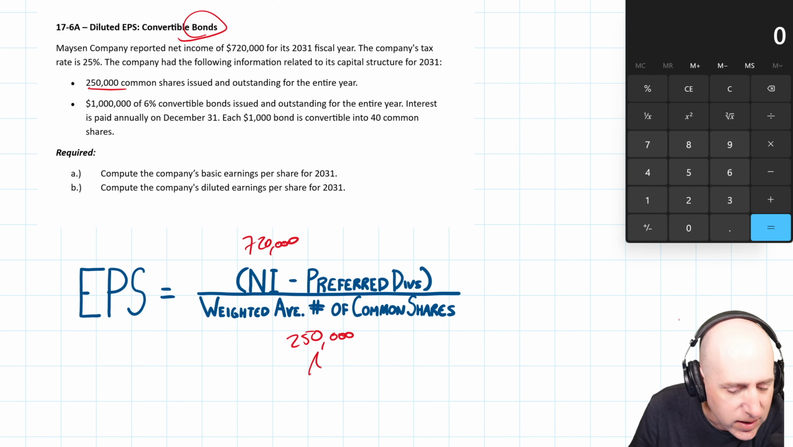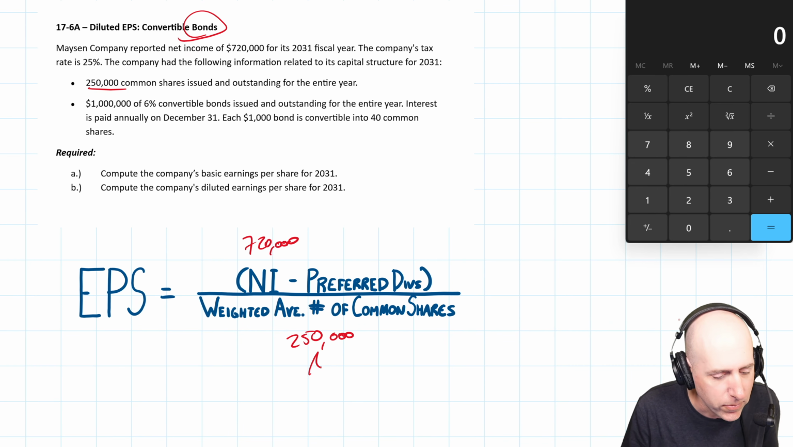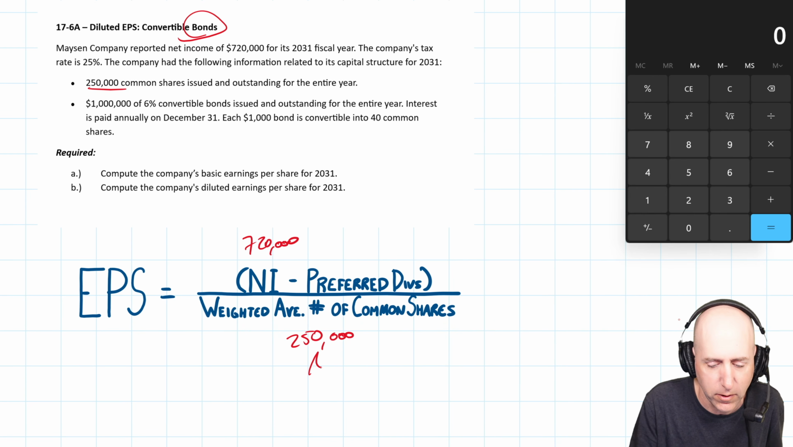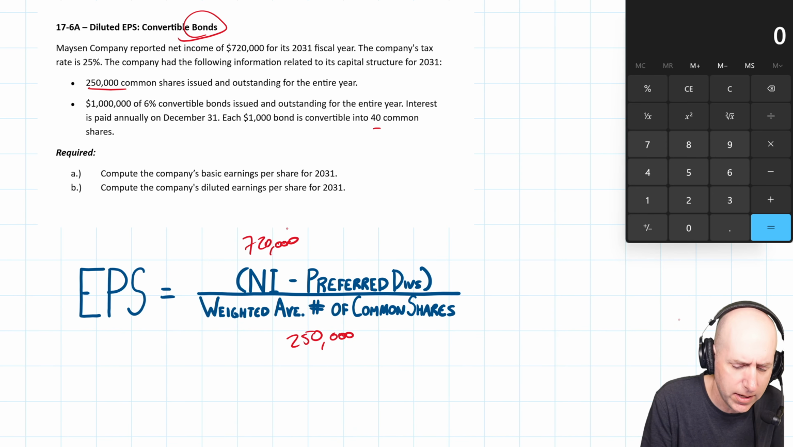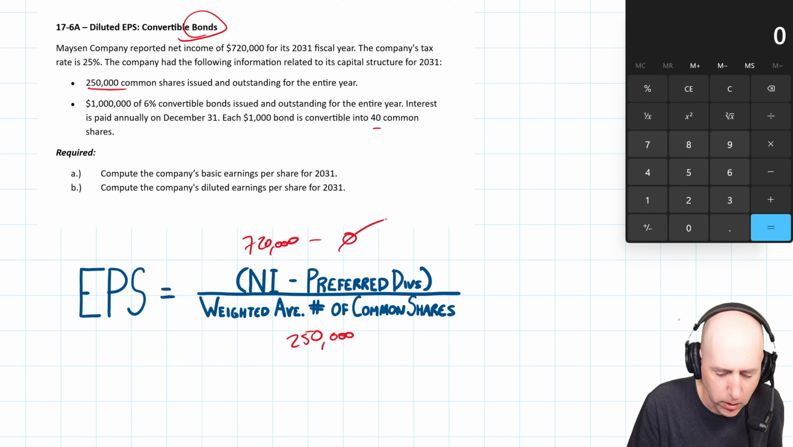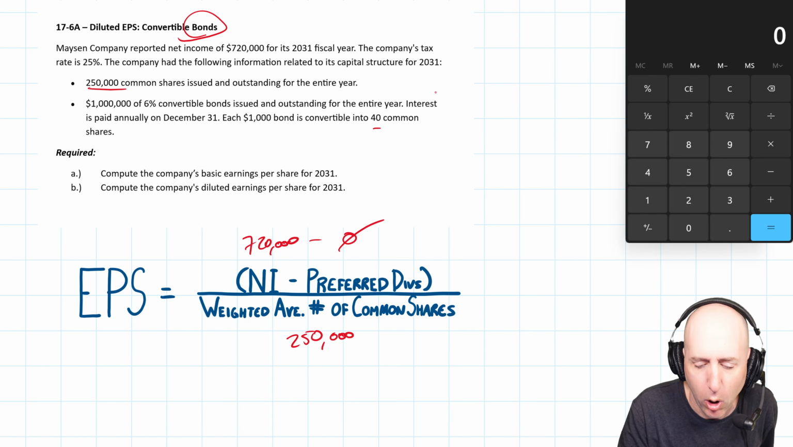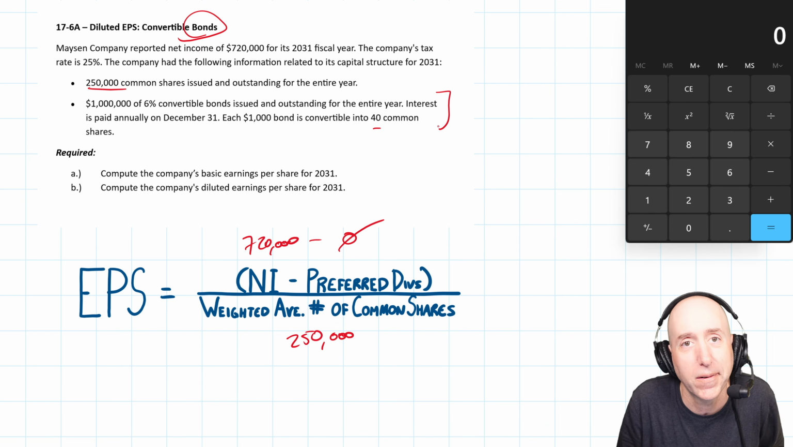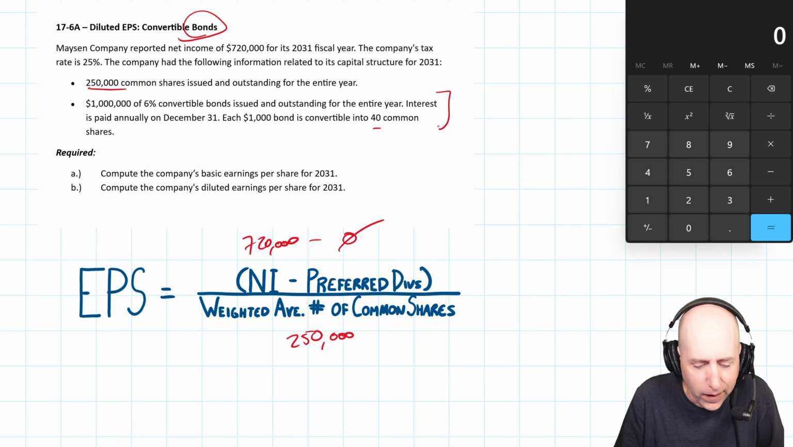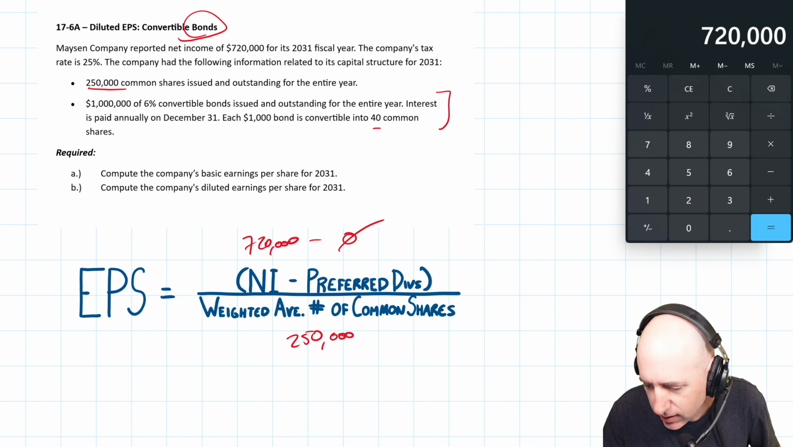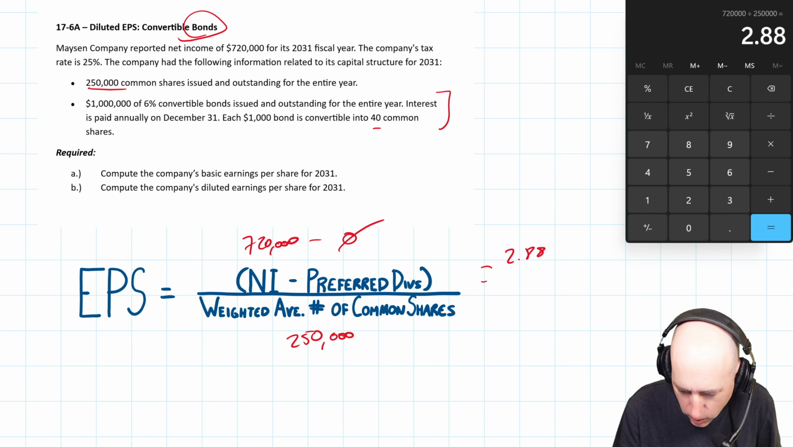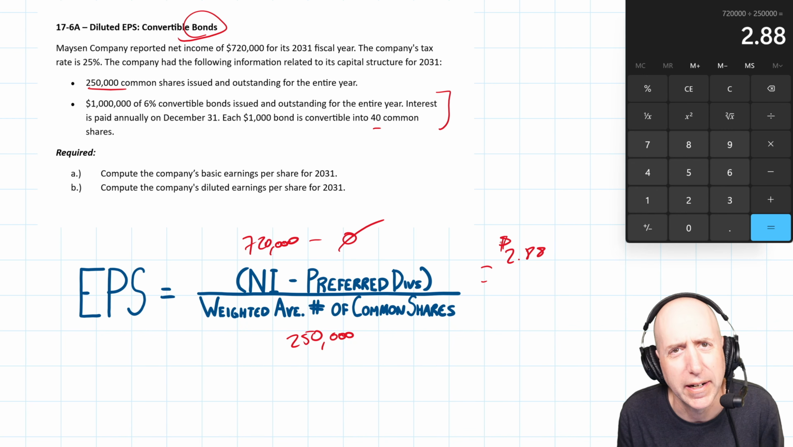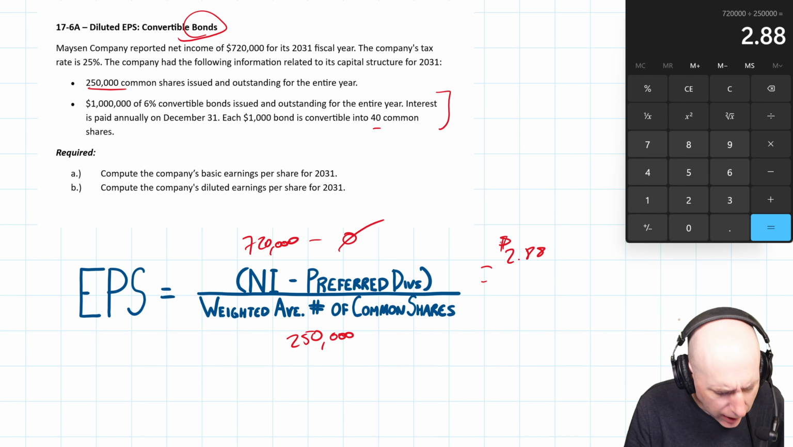$1 million of 6% convertible bonds issued and outstanding for the entire year. Interest is paid annually on December 31st. Each $1,000 bond is convertible into 40 shares. Okay. So compute basic EPS. Well, net income is 720. Preferred dividends, there's no preferred shares, so that's 0. The weighted average number of shares is 250. This bond paragraph, totally irrelevant to basic earnings per share. It doesn't come into the calculation at all. We've got the numbers. 720 divided by 250, 2.88. So our basic earnings per share, $2.88.